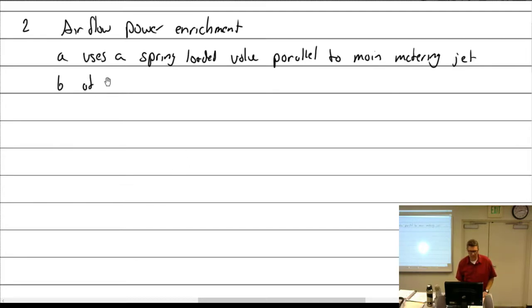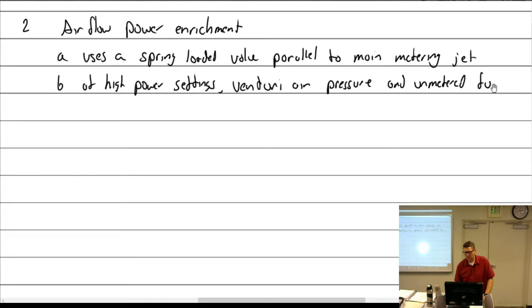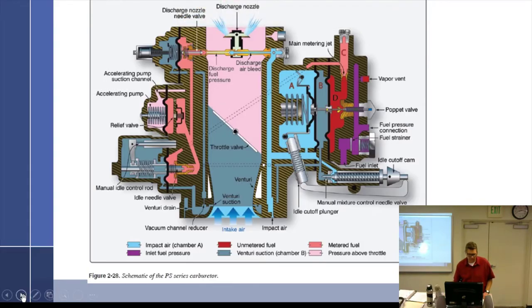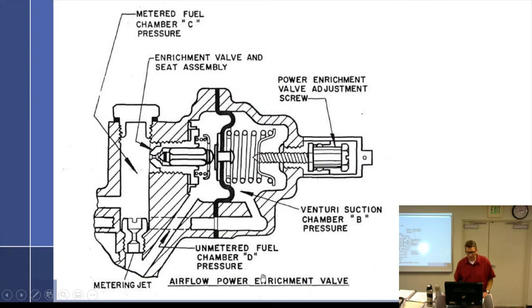At high power settings, venturi air pressure and unmetered fuel pressure overcome spring pressure and open a passage to enrich the mixture. There we go. Airflow power enrichment.